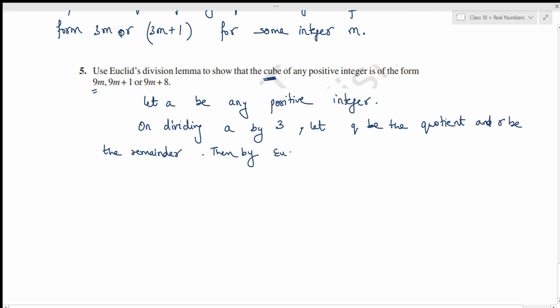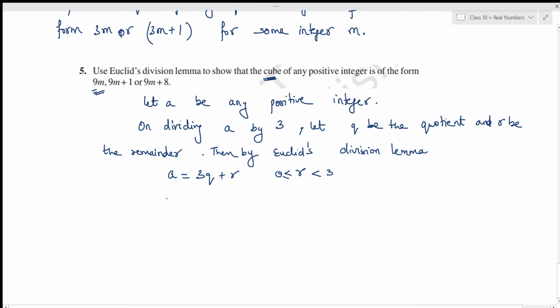Then by Euclid's division lemma, you can say that A is equal to 3Q plus R, and R can take the values 0, 1 and 2. If I divide by 9, you can imagine that you will have 9 cases and the values will also come very big, but when you divide by 3, you get 3 cases. So I'm taking it as 3, not 9. Now we will have only 3 cases.